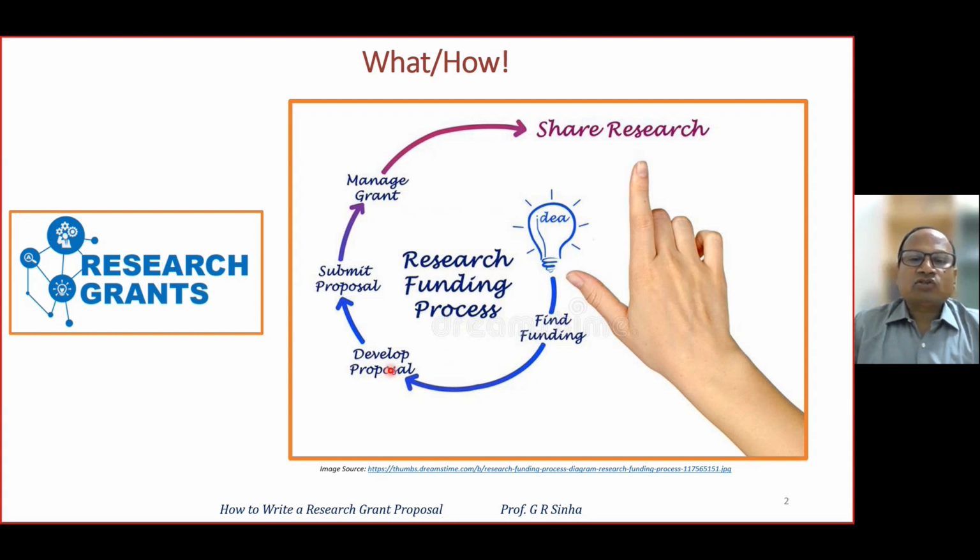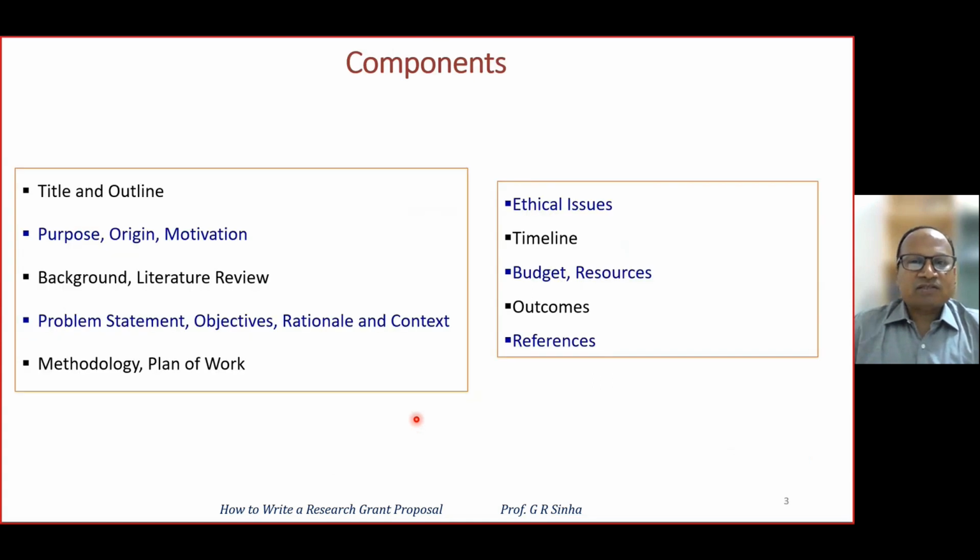So of course, it goes to the development stage. And once we develop, we write a nice proposal, a wonderful document. It is submitted and then it goes for evaluation and it is granted. So what are the processes? And in fact, let us understand what the main components are.